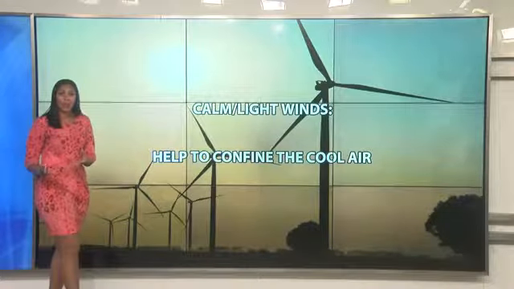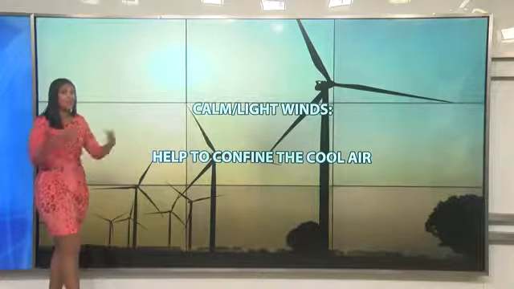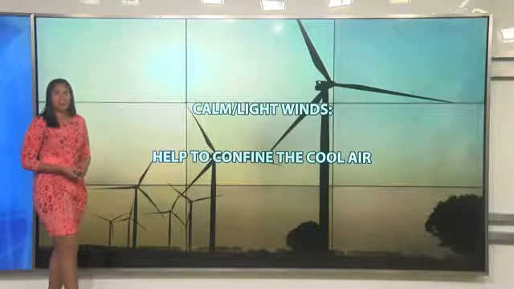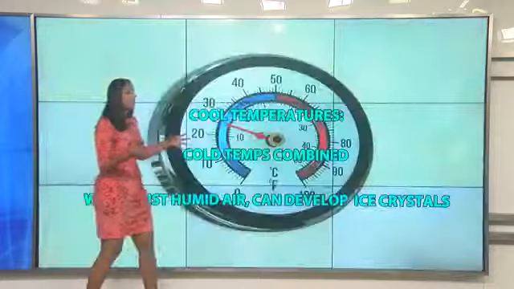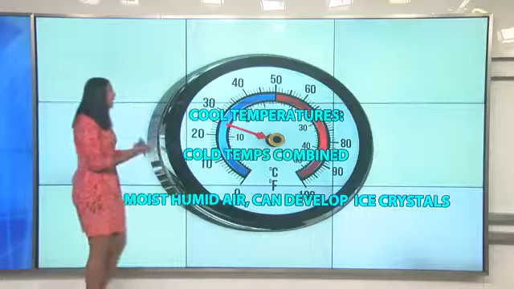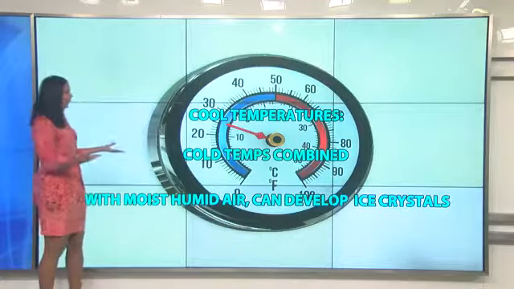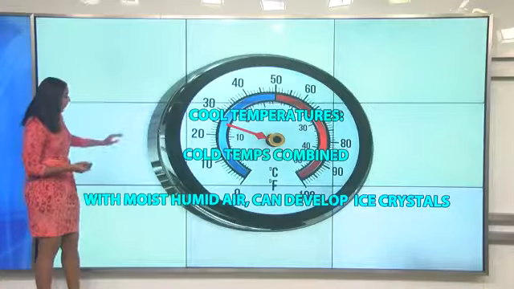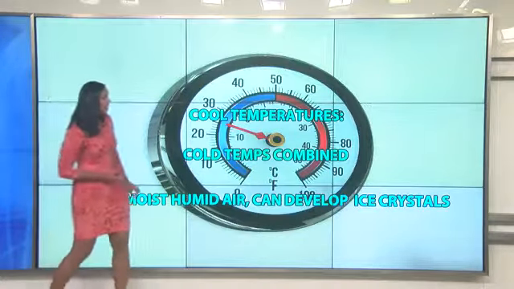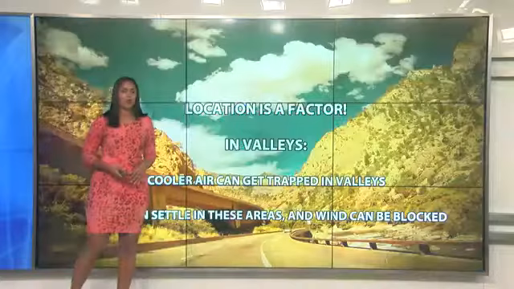Also, calm light winds early on. We've been seeing them early, and then things really pick up. Especially today, we've seen a lot of calm winds, and that's where we're seeing some of that frost. These actually help to confine the cool air. And then obviously you need the cold temperatures. The cold temperatures combined with the moist humid air help develop the ice crystals.